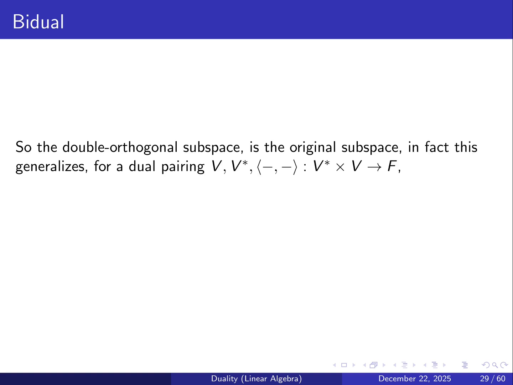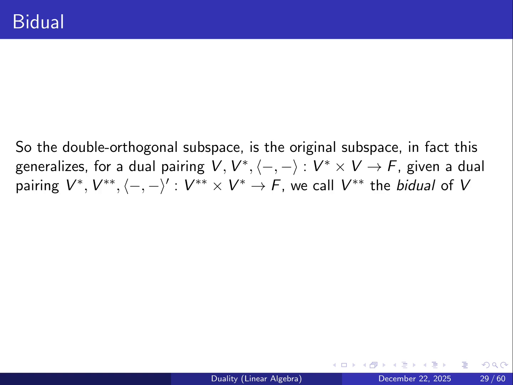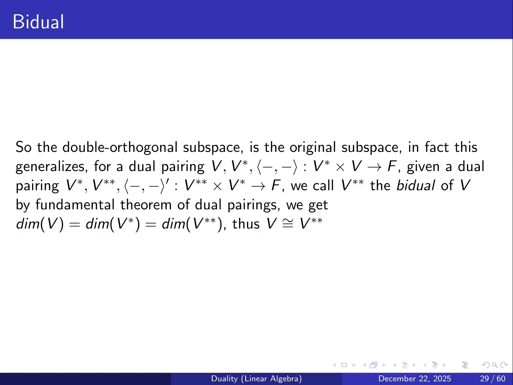In fact, this generalizes for a dual pairing. Given a dual pairing between V star and V double star, we call V double star the bidual of V. By the fundamental theorem of dual pairings, we get that the dimension of V, which is equal to the dimension of V star, will be equal to the dimension of V double star.